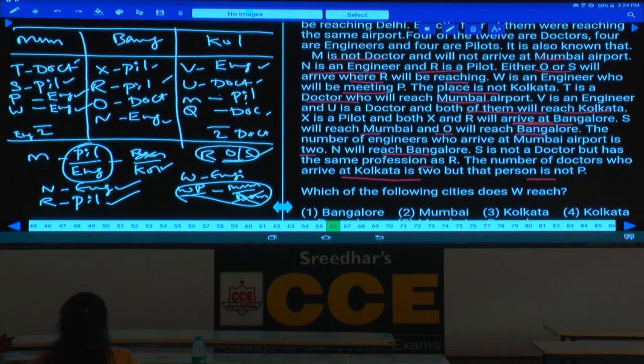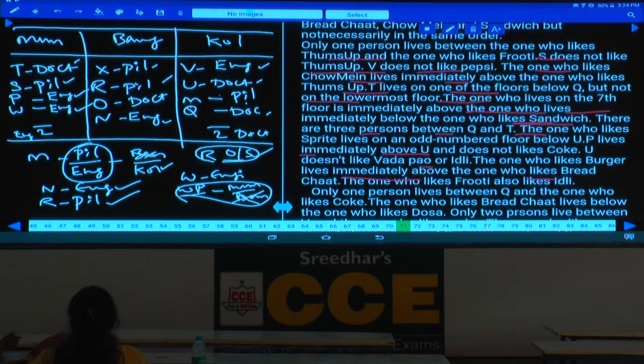Done with this? Now this is about question number 66 to 70. Write down the final arrangement. Then question number 71 to 77. Question number 71 onwards. Now it comes in which category here?